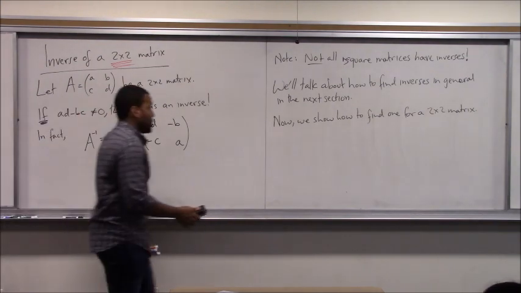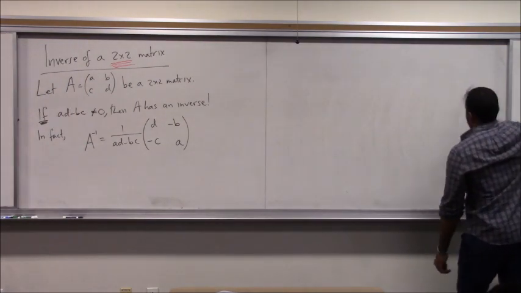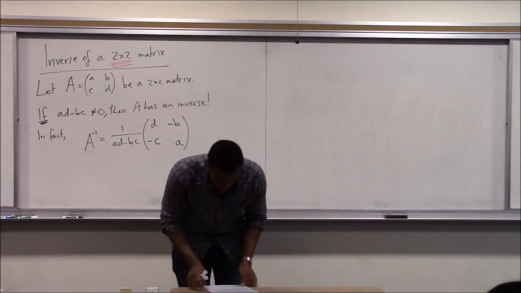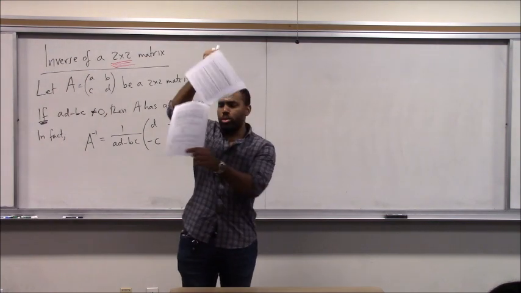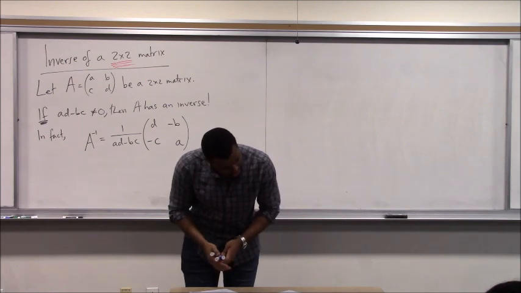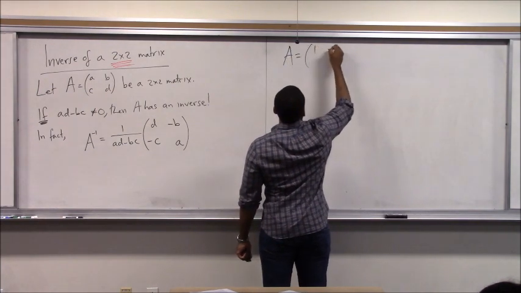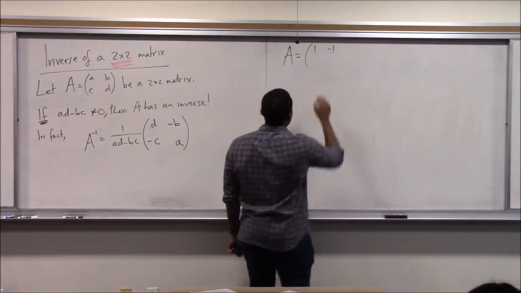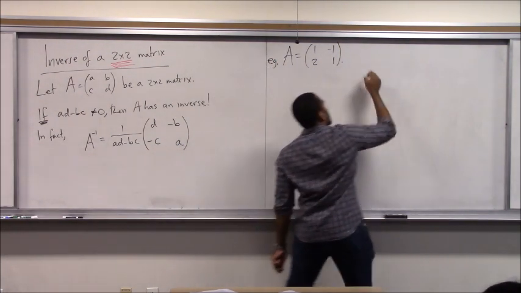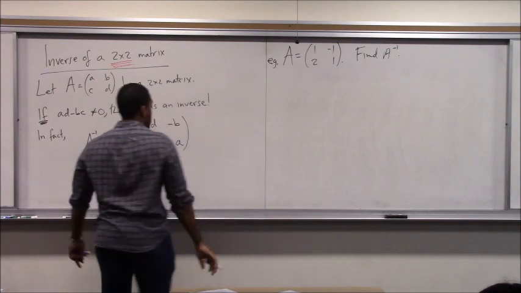Now, let me actually show you an example. We're going to use the formula to find A inverse, where A is defined in example 2. So we did a bunch of examples with these matrices over here. I keep using them throughout the whole section. So the A in example 2 is this guy. Find A inverse. So here you have a 2 by 2 matrix. I want you to find its inverse.